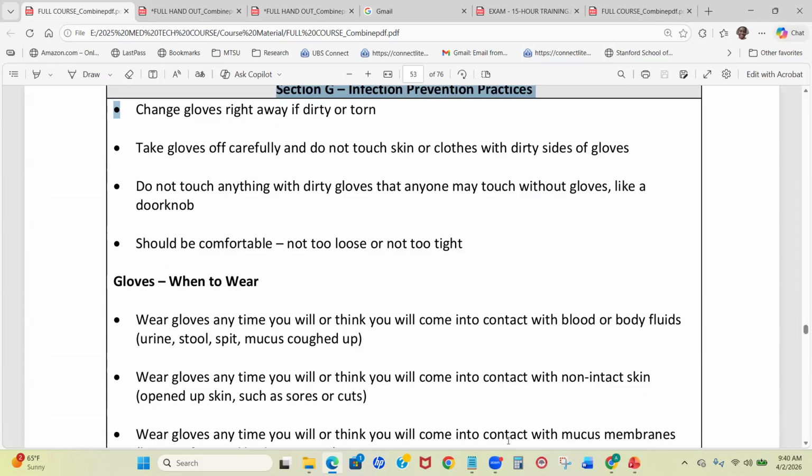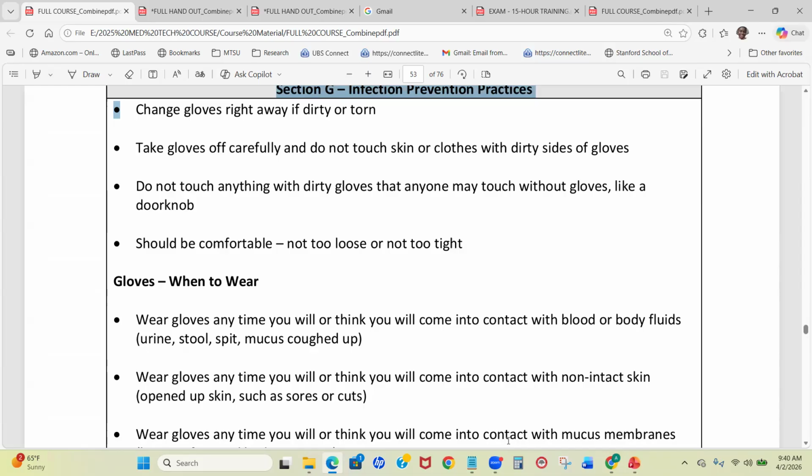So when you are done changing someone who had a bowel movement or peed, you used gloves, you changed them. Then immediately you go and touch the doorknob with your gloved hand to open it. Don't do that. Remove your gloves first before you touch the doorknob, because another person may come and touch that doorknob without thinking that it has some germs on it. So don't use your dirty gloves to touch any other thing. Remove the gloves immediately before touching anything else. So always make sure that your gloves are comfortable, not too loose and not too tight on you.